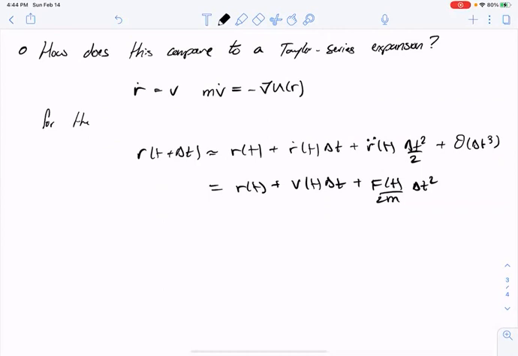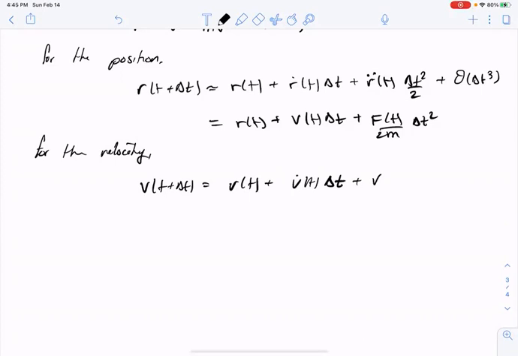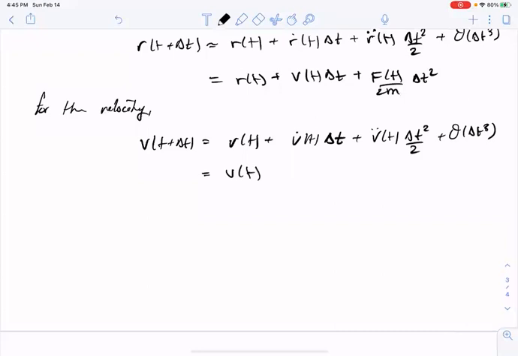Okay, how about for the velocity? Well, v updated by some time step is v in the past, plus how v changes in time multiplied by that time step. If we wanted to go to higher order, we'd add a second derivative of v times that time step squared. Again, that would be good up to naively third order. Giving names to these variables, well, that's the velocity, that's the force.